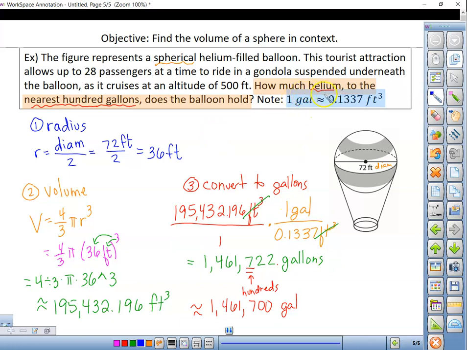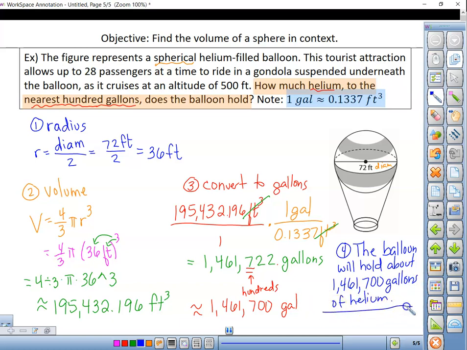So remember, it's how much helium in gallons does the balloon hold. So the balloon will hold about 1,461,700 gallons of helium. Like so. All right, let's move on to the next problem.